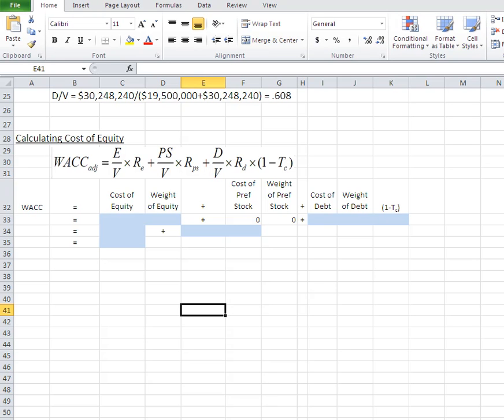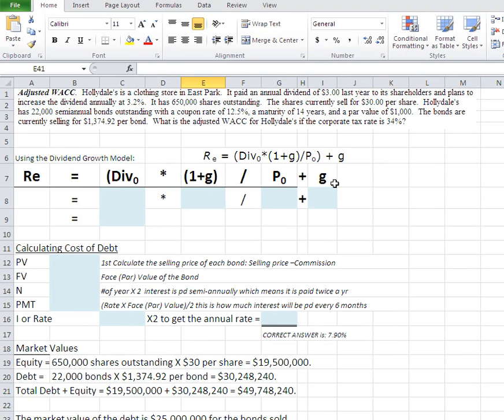I put together a problem similar to one you may have in your homework. Hollydale's is a clothing store in East Park. It paid an annual dividend of $3 last year to its shareholders and plans to increase the dividend annually at 3.2%. It has 650,000 shares outstanding. Shares currently sell for $30 per share.